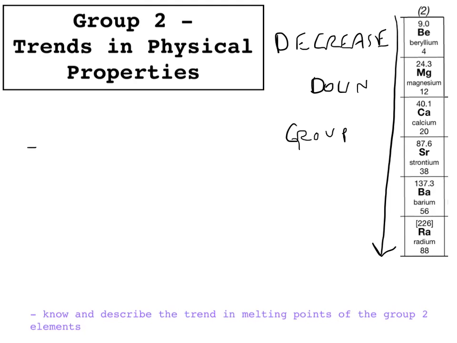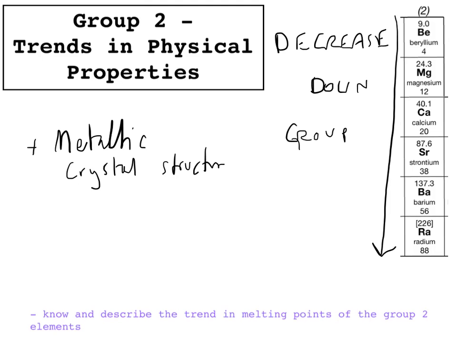So the first thing is that all of these are metals, so we've got a metallic crystal structure. So we've got to think about why these metallic bonds will get weaker as you go down the group. And the simple reason is the nuclei of the atoms can't get as close to each other, and so therefore the metallic bond between the 2 atoms is weaker.